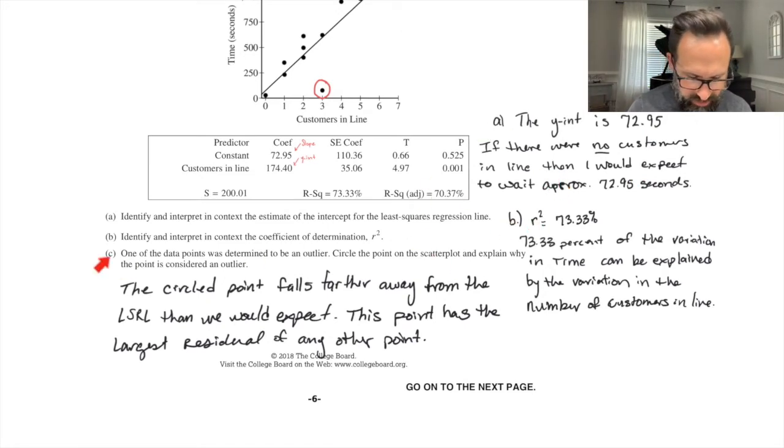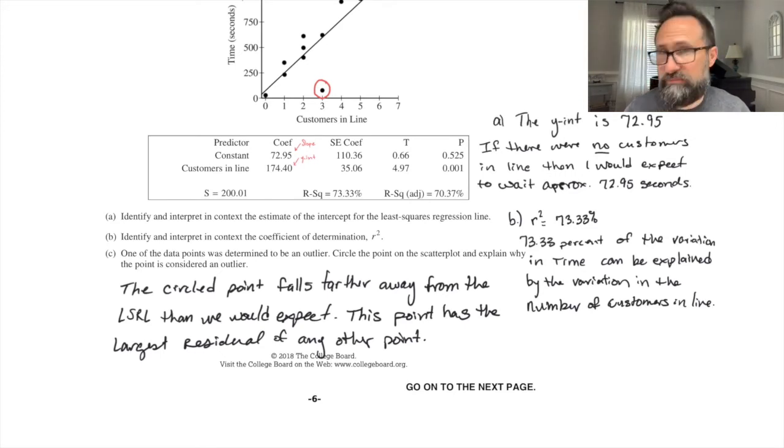Okay, go down to part B. Interpret the context of the coefficient of determination, r squared. Remember, coefficient of determination is r squared, and correlation coefficient is r. And so I went ahead and went up here. R squared is 73.33%. 73.33% of the variation in the y variable, which in this case is time, can be explained by the variation in the number of customers in line. You could have said a whole lot of things there. Could have talked about waiting time. I didn't go all the way into that.